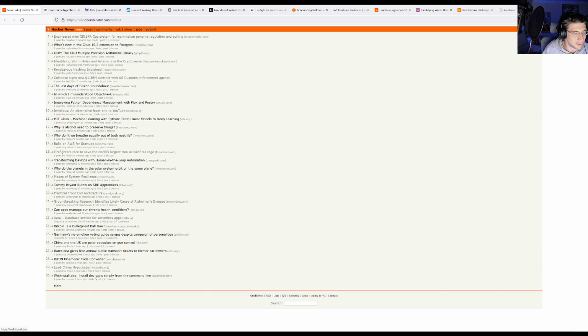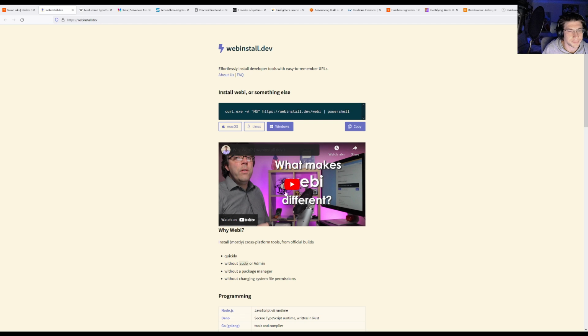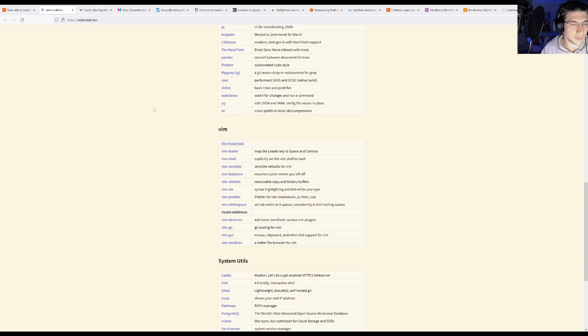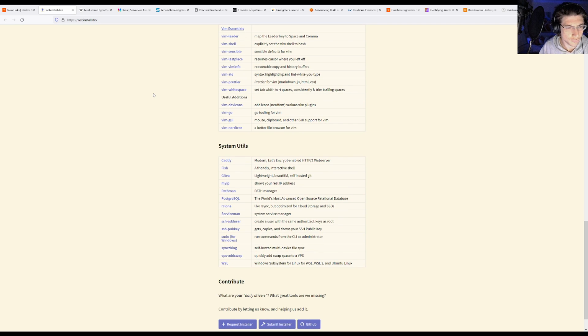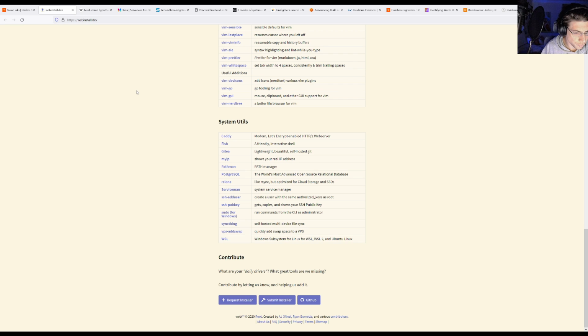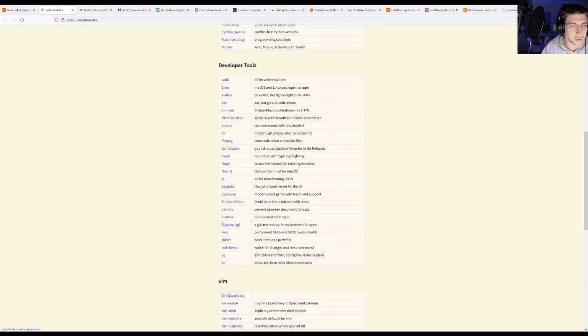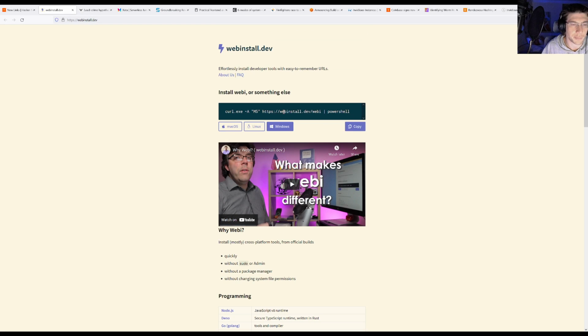Webinstall.dev. Install DevTools simply from the command line. What is that? Effortlessly install developer tools with easy to remember URLs. Oh, okay, so it just gives you an alternative tool. Hmm. Okay, so I guess all these tools can be installed using the simpler interface. Okay, I guess it's a nice little tool.